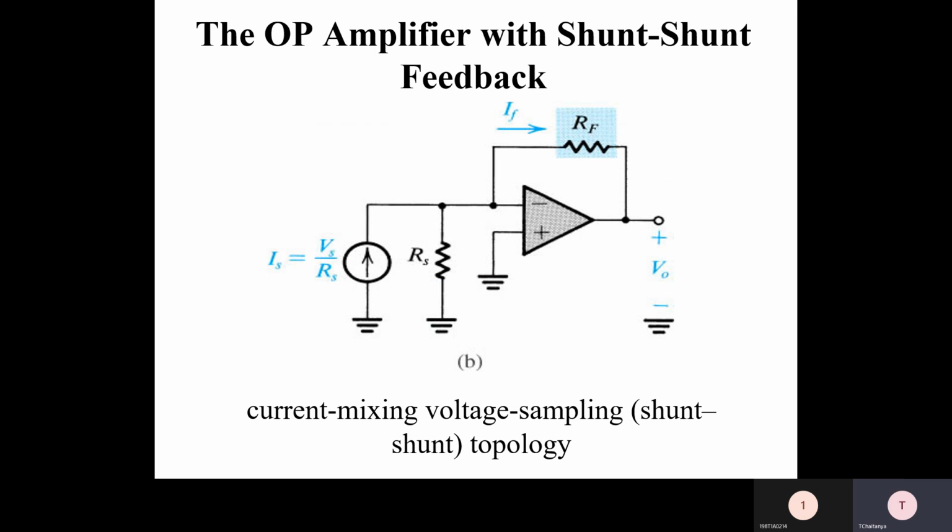So this is the operational amplifier shunt feedback circuit, where Is is the current source. Is is nothing but Vs divided by Rs, where Rs is the input resistance. Similarly, Rf is the feedback resistance for the inverting terminal.